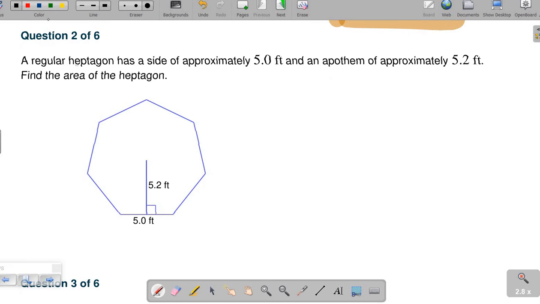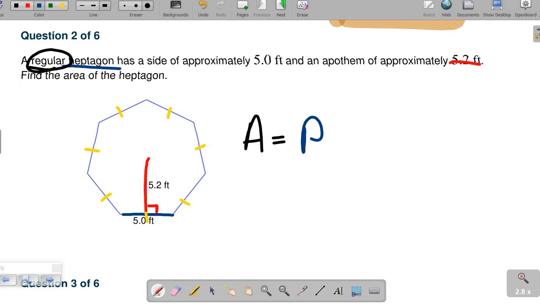A regular heptagon has a side length of 5 feet and an apothem of 5.2 feet. Find the area of the heptagon. For the area of a regular polygon, you have to see that word regular in order to use this equation. Regular means all the sides are equal, as well as all the angles by implication. The area of a regular polygon is perimeter times apothem over 2.